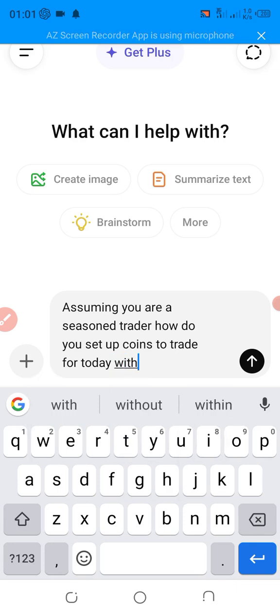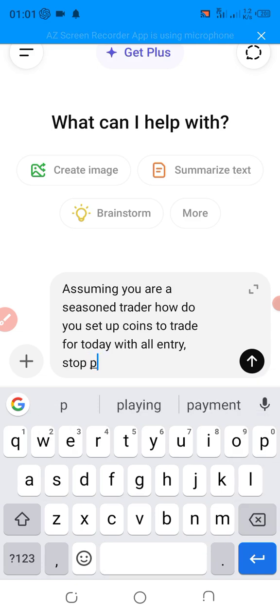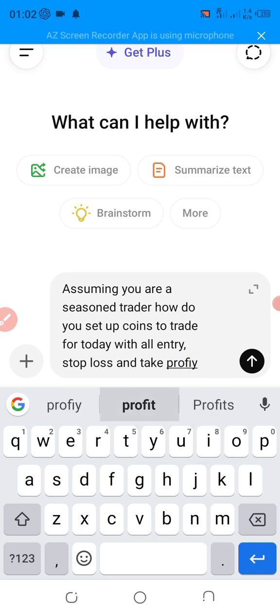With all entry, stop loss, and take profit. If you tell ChatGPT to give you a signal, it won't give you a signal. It will tell you that it cannot give you a signal. But if you add it like this, you can just twist it. Just don't ask it to give you a signal. Write something like this. So click on the arrow.